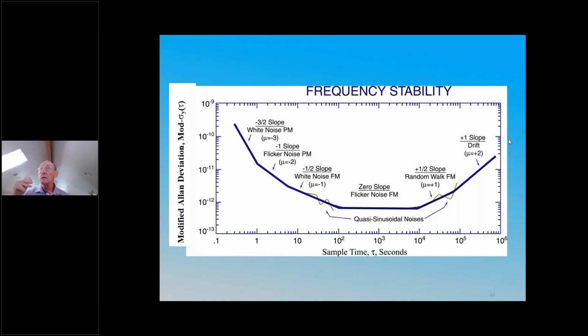f to the alpha is the letter that we typically use. So if the spectrum goes as f to the alpha, this allows you to determine the value of alpha as well as the amplitude by simply doing this modified Allan deviation. Okay, now what I want you to notice here is that the flat part is flicker frequency, and things are coming down before that and things are going up after that.